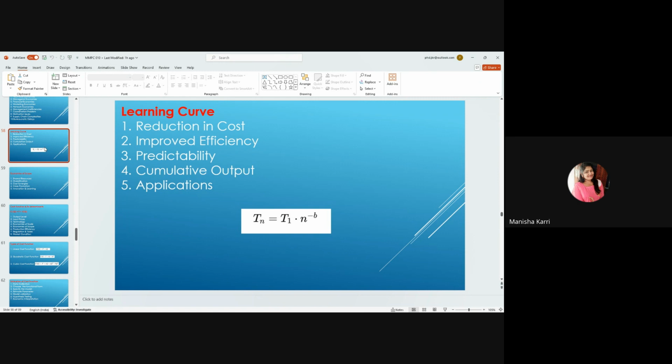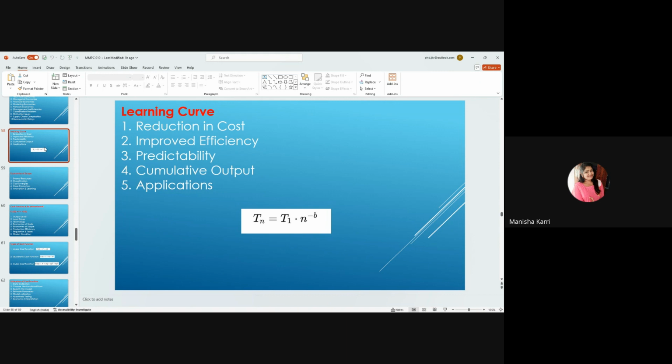This is improved efficiency. Another one is predictability. The learning curve can often be quantified, because it allows businesses to predict future performance and cost based on past experiences. Another one is cumulative output. Generally, performance improves against cumulative output, because it shows that as total production increases, the time and cost per unit will decrease.